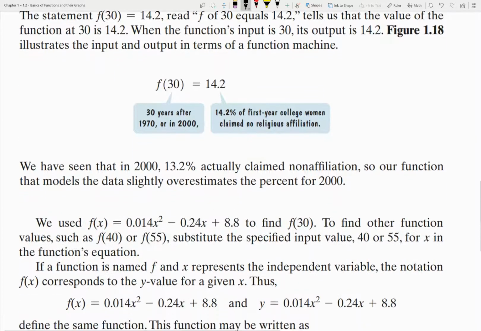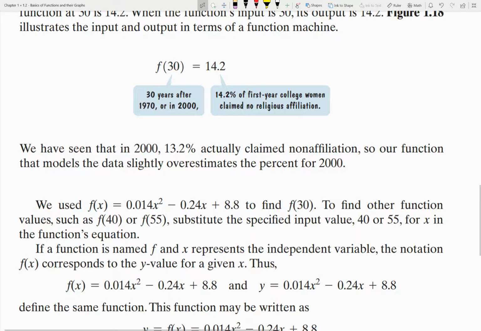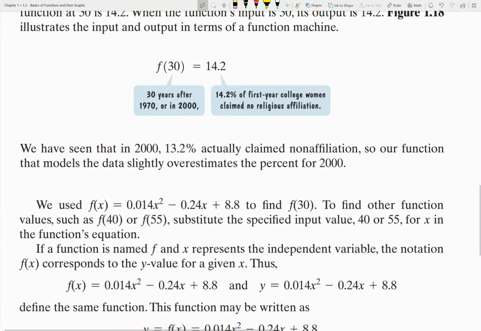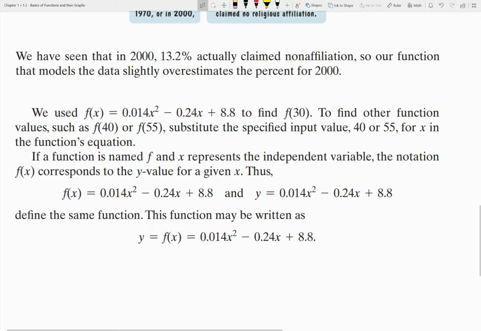Okay, so 30 years after 1970, or in 2000, 14.2% of the college women have no religious affiliation. Remember, that's what that equation was talking about. We used that equation to find f of 30. To find other function values like 40 or 55, you just change the input. Okay, you just plug in whatever it is you want.